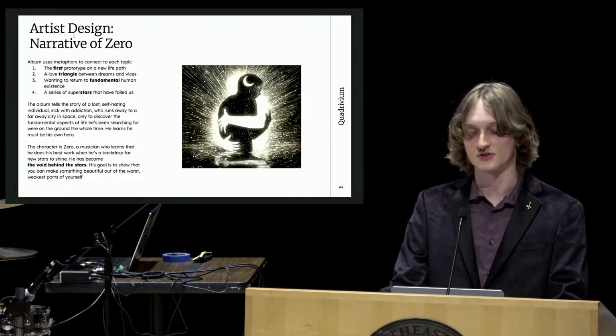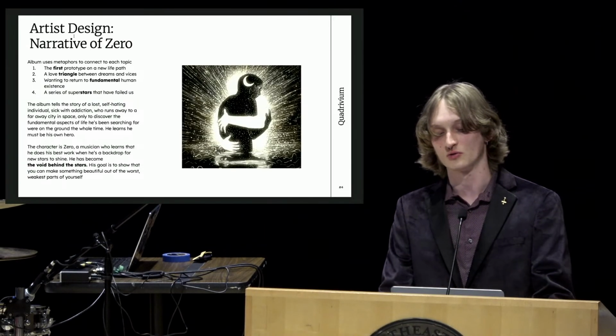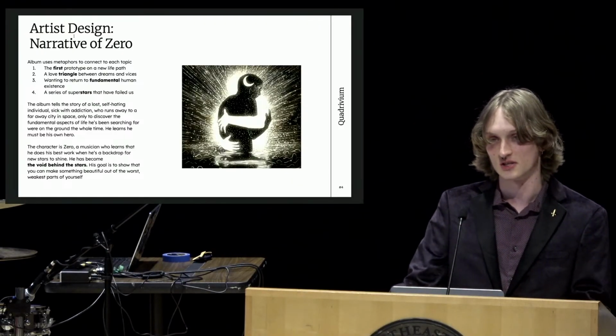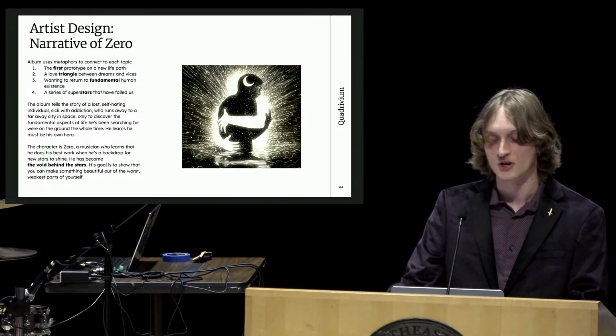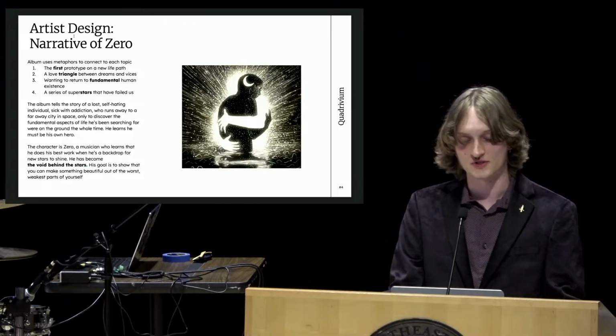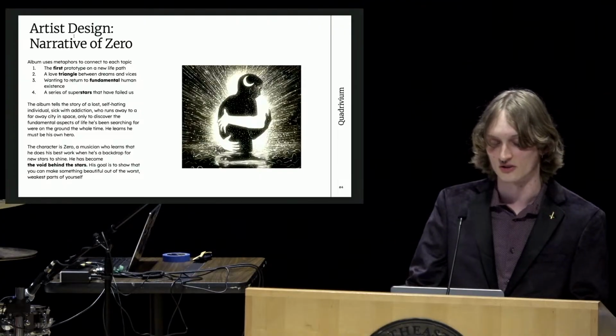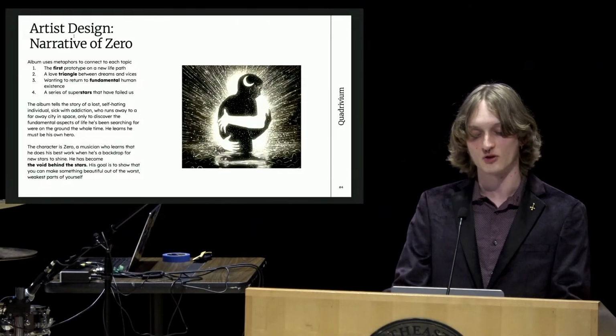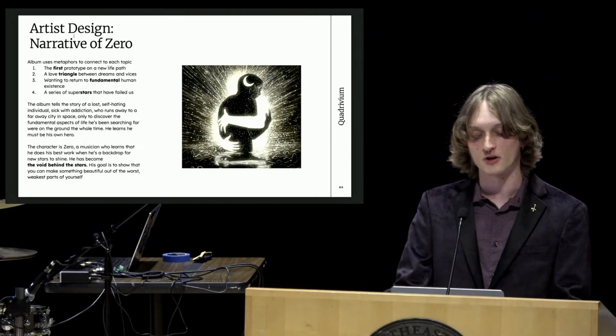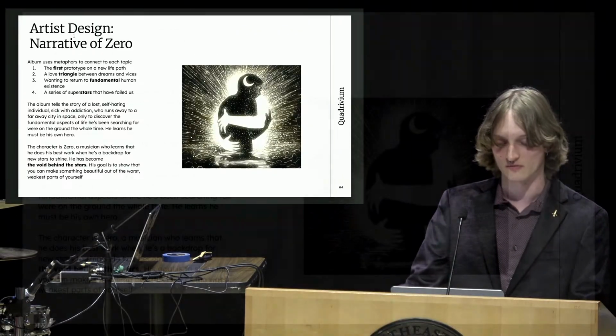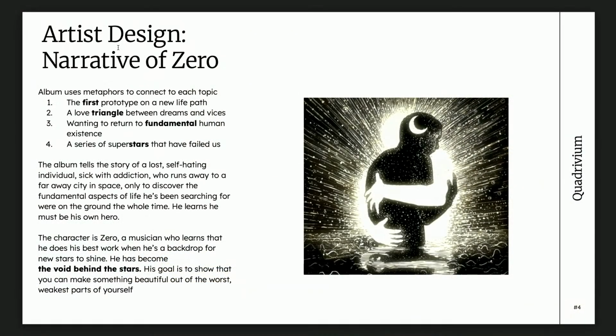The third song is called F-Zero, and it's about wanting to return to fundamental human existence, you know, just sipping tea on your porch. And the fourth song is called Zero Stars Left, and it's about a series of superstars that have failed us. So the album tells a story of a lost, self-hating individual, sick with addiction, who runs away to a faraway city in space, only to discover that the fundamental aspects of life he's been searching for were on the ground the whole time.